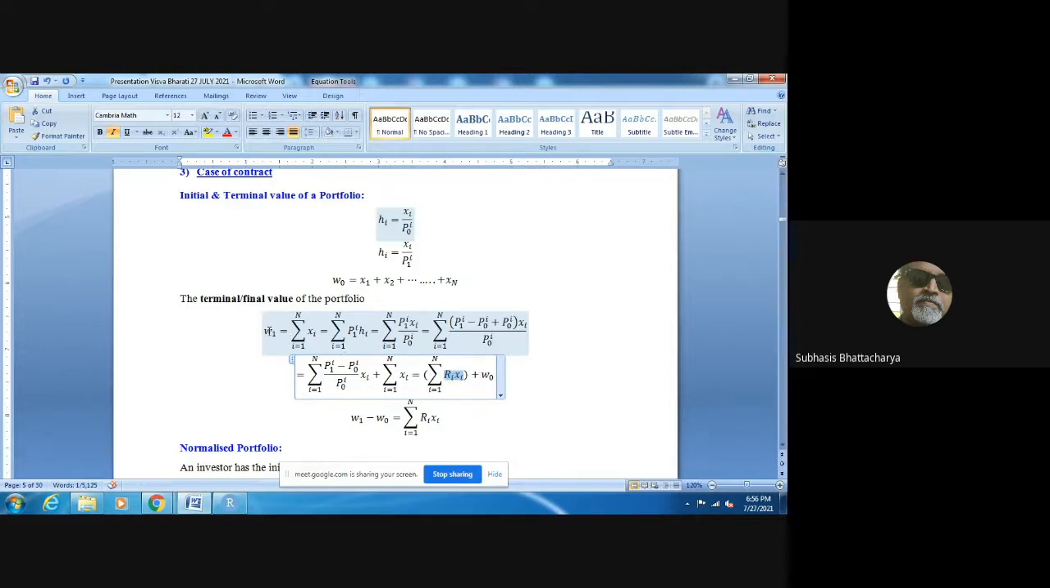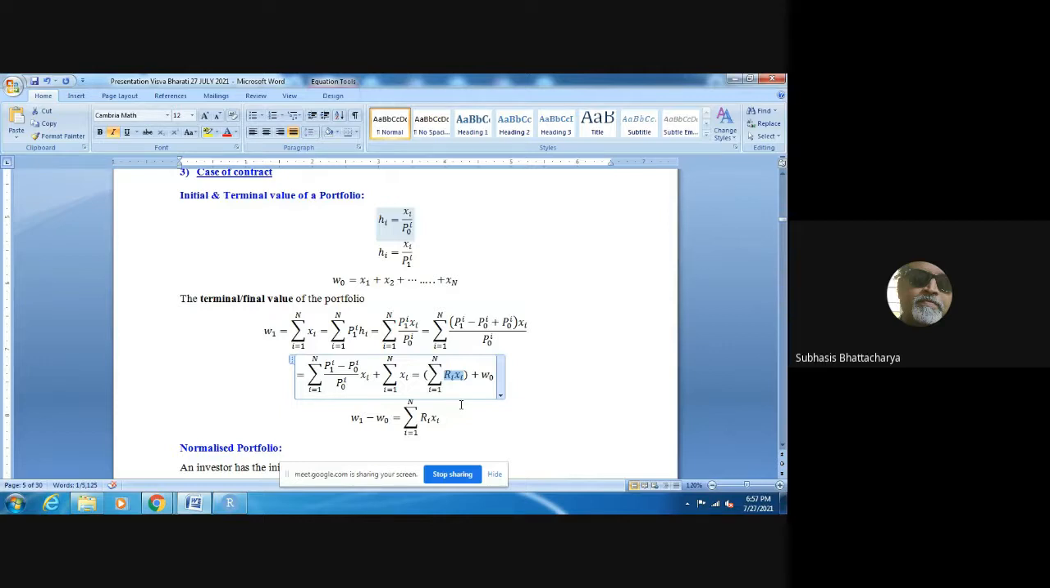Look at how the wealth changes. This is the initial wealth, and this is the return. This part may be positive or negative, whatever it may be. From here you can construct W1 minus W0. Consequently, the difference between terminal and initial value, W1 minus W0, will be the summation of Ri xi. So I think it is clear. It is very simple.